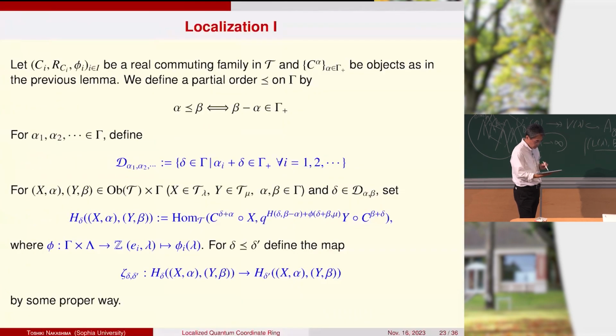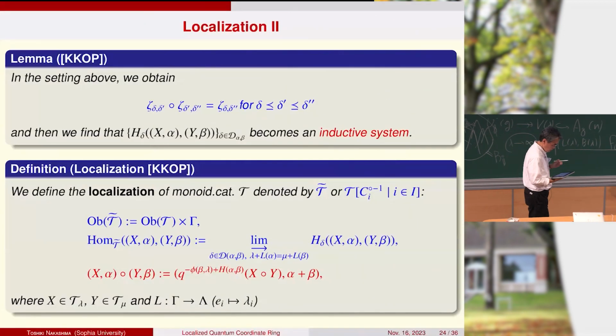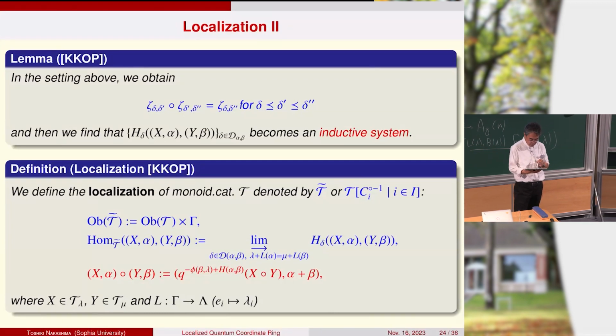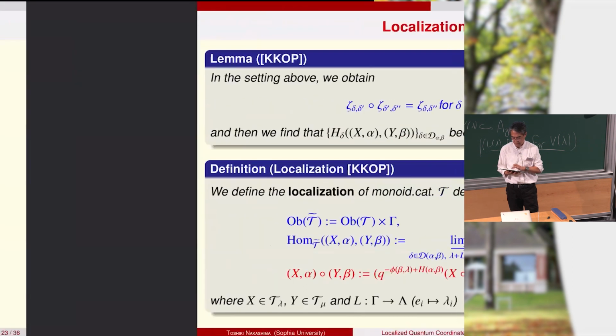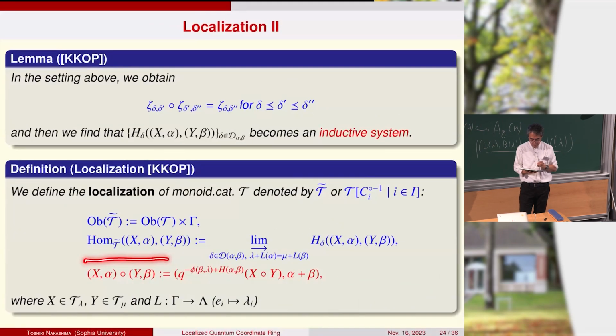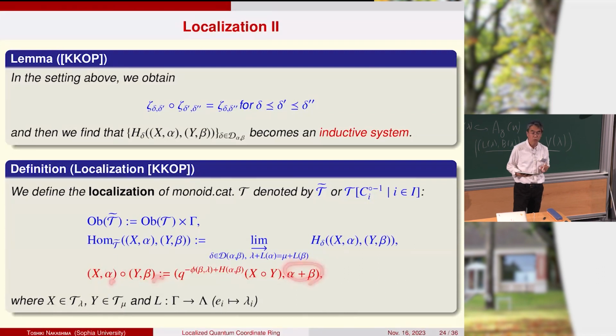Of this one. This one. Okay, now we can define the localizations here. So object T is the modified monoidal category, and then object T tilde is object T times gamma. Gamma is this one. And morphism is just the inductive limit of this one. And the tensor product or convolution is defined like this. Simply it's x, y convolution, and alpha, beta, just sum.